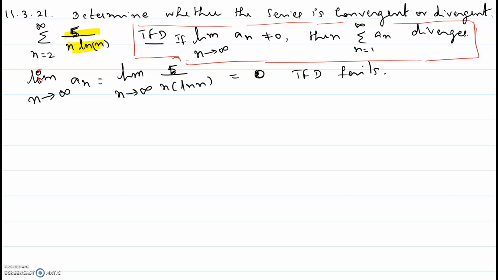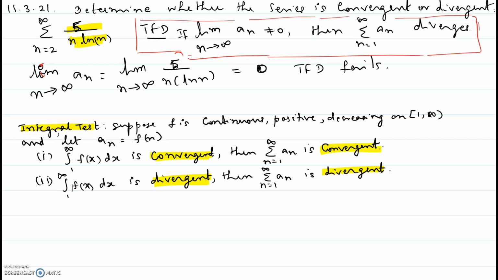Right now we can try the integral test, which we have done in this section. Integral test says f is continuous, positive, decreasing on 1 through infinity, and let a_n be equal to f(n). Then if the improper integral 1 through infinity f(x) dx is convergent, then sigma a_n would also be convergent. And if the improper integral is divergent, then the series would also be divergent. In other words, the behavior of the improper integral determines the behavior of the series.